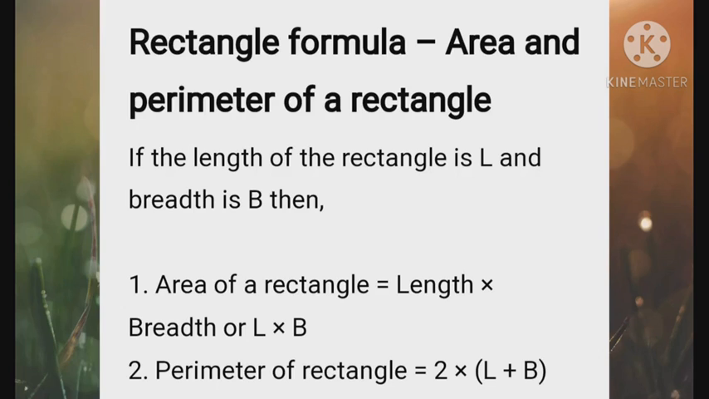Next is the area and perimeter of a rectangle. Area of a rectangle is nothing but length into breadth. You are familiar with this formula also. And perimeter of a rectangle is nothing but 2 times length plus 2 times breadth, or you can write 2 multiplied by (length plus breadth). We already discussed the area and perimeter of a rectangle in the previous class, so it's not new for you.